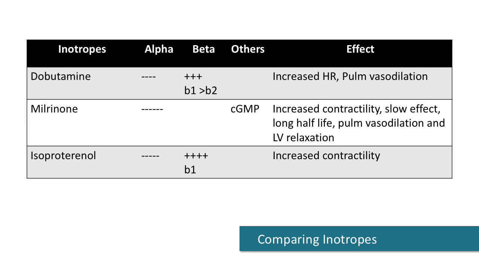Milrinone is an inotrope that acts primarily on cyclic GMP, and it works by increasing your contractility with a very slow effect and a long half-life. It also has the benefit of improving pulmonary vasodilation and allowing LV relaxation. Finally, isoproterenol is a primary beta 1 agonist with its goal primarily to increase contractility.